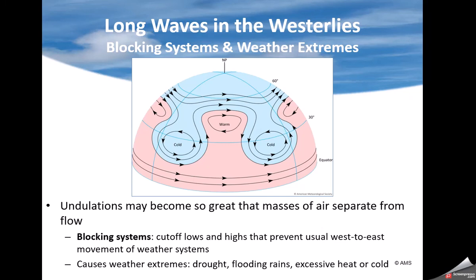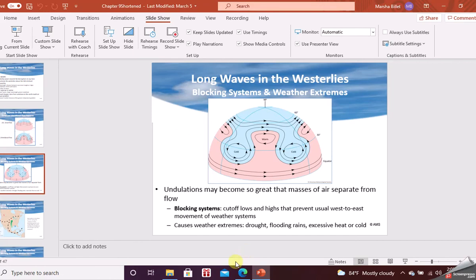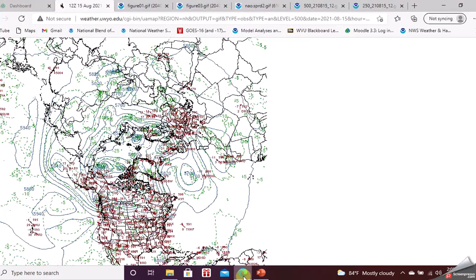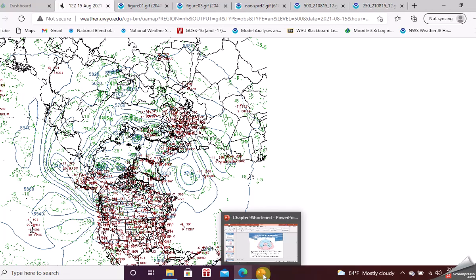Let's go back again here, because there actually is one that is occurring right now. Look at this low sitting out over the Atlantic Ocean. This low can't get through there because there's a ridge of high pressure here. So it is blocked by this high pressure right there. These happen periodically. So that is a blocking pattern.